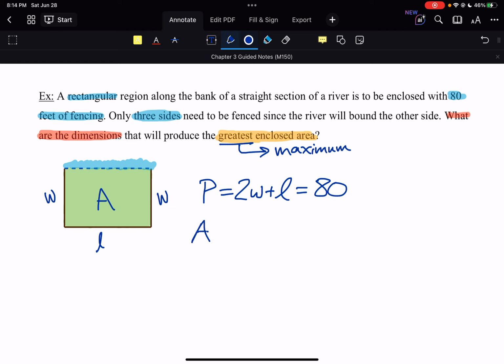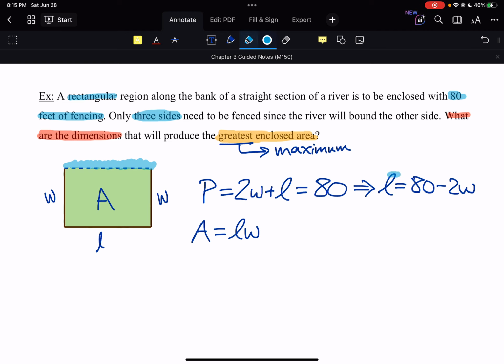And then there's the function that we're trying to optimize. We want to find the formula for area, which in a rectangle like this is just length times width. This is the one we want to work with, but we need to get rid of the extra variable. We can only work with one variable at a time. So we're going to use this one and solve for either of the variables. I'm going to solve for L because then I don't have to divide by 2. Don't get a fraction in there.